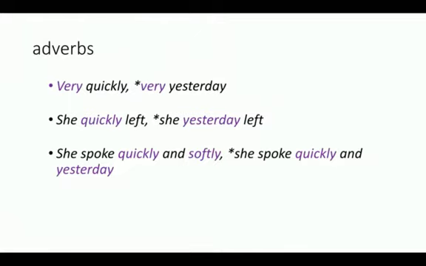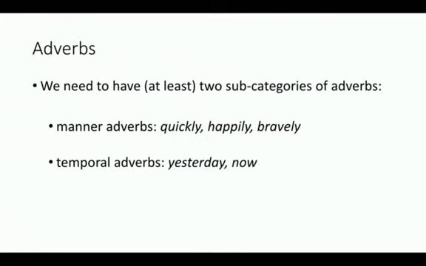So this is good evidence that we have at least two subcategories of adverb in English. We could call these manner adverbs, which tell us something about how an action was done or how an event occurred. It happened quickly, it happened bravely, he did it bravely. And we also have temporal adverbs that tell us something about when an event happens. Yesterday, now.